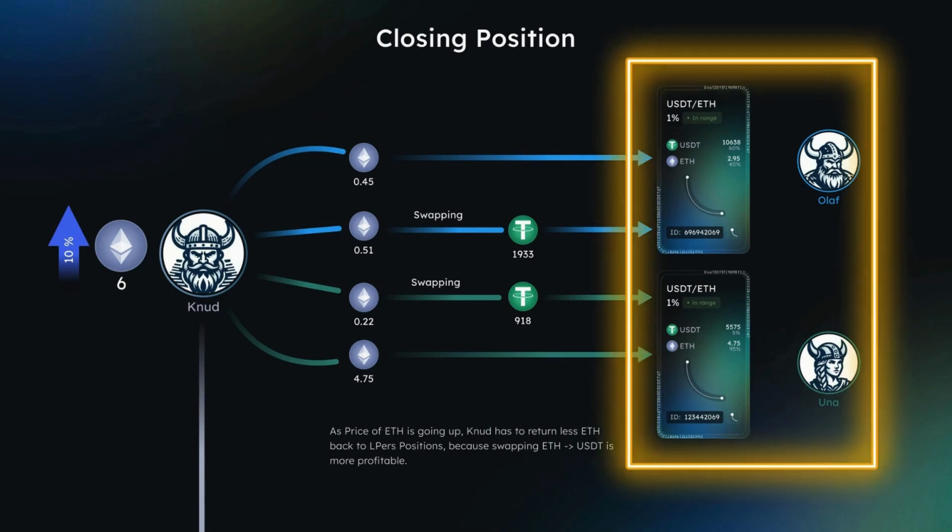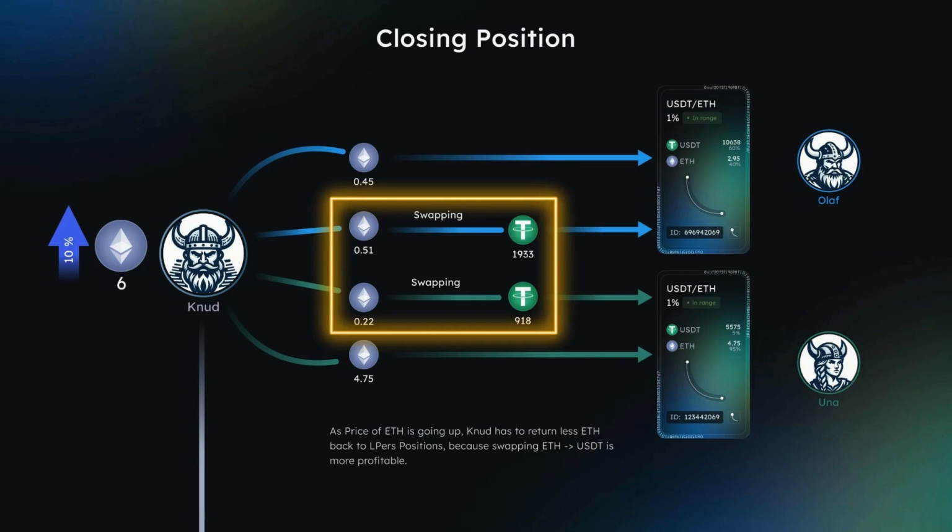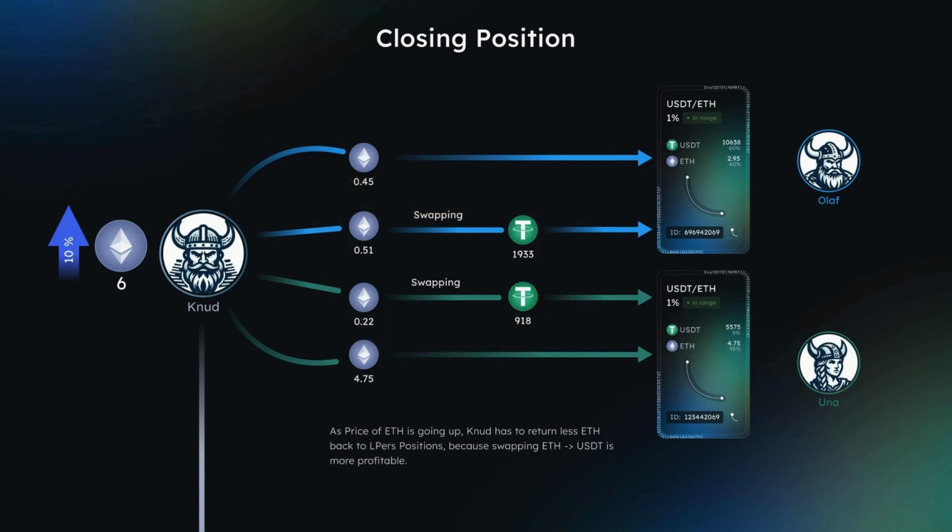The ratio of tokens in the pools of Olaf and Una have also changed with the price increase of ETH. Now, as the trader returns the assets he borrowed, ETH is swapped in to match the new ratio and to retain the profit from the price difference that occurred. Since the price of ETH was going up, the trader needs to return less ETH back to lender's positions because swapping ETH to USDT is more profitable.